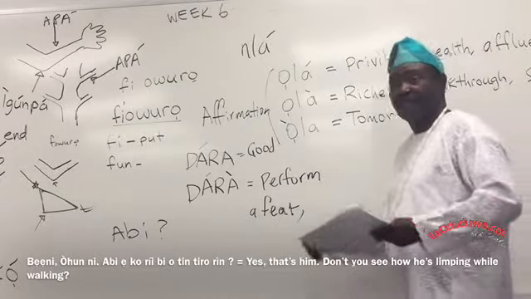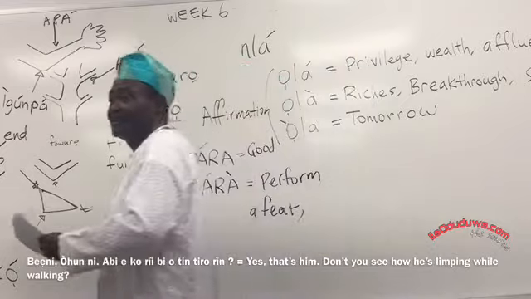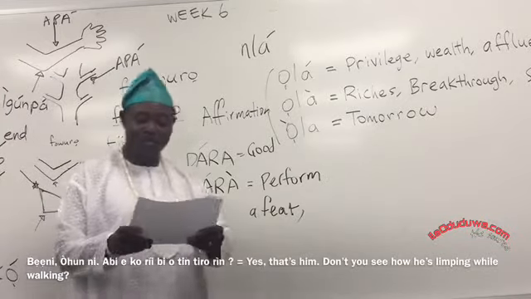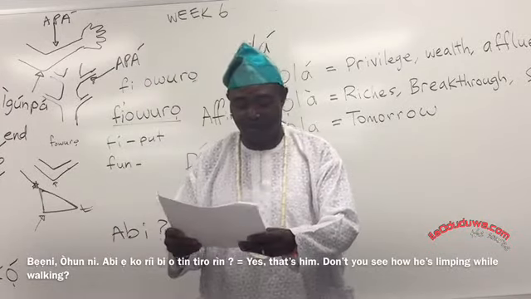And tiroring is like this, right? It's working with style, right? Yes, that's him. Don't you see how he's limping while walking?